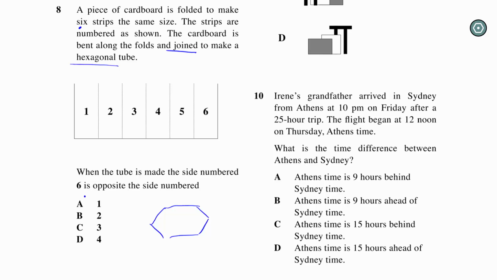Now we know each side is numbered, so let's start at a side. I'm going to label this side number 1, this side 2, this side 3, this side 4. All I'm doing is just folding it up as I'm going along. This one's 5 and this one here is 6. So if this number is 6, when you fold this paper up into a hexagonal tube, the one that's opposite is 3. So the answer is C.